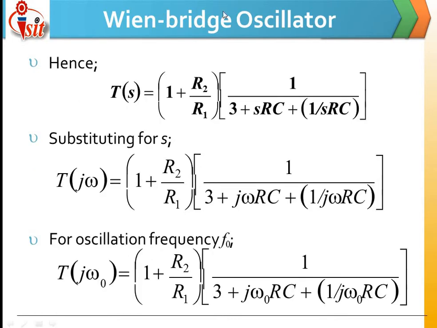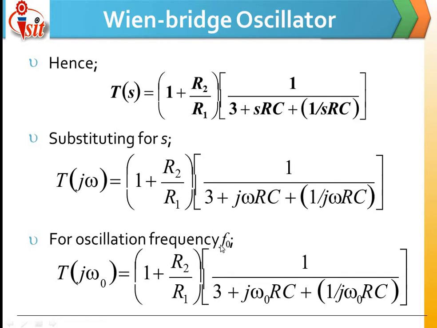Then here, for the Wien bridge oscillator, T(s) is equal to (1 + R2/R1) multiplied by 1 divided by (3 + sRC + 1/sRC). Substituting the value for s, as we did previously, that is s = jω, we get the equation in this format: T(jω) is equal to (1 + R2/R1) multiplied by the factor 1 divided by (3 + jωRC + 1/jωRC).